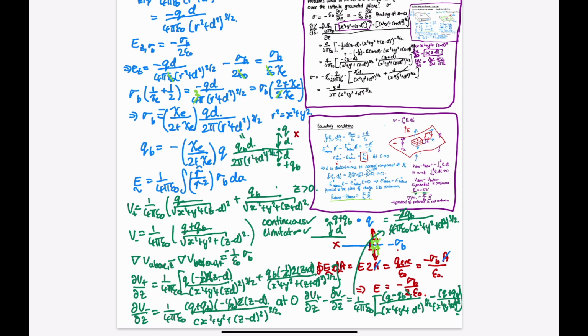And r squared is just x squared plus y squared. I've dropped my d, but the d was there. I just forgot to write it down. I should have written that down. There is a d there. And this one here is divided by epsilon naught, which is this epsilon naught over here. But apart from that, they are the same.